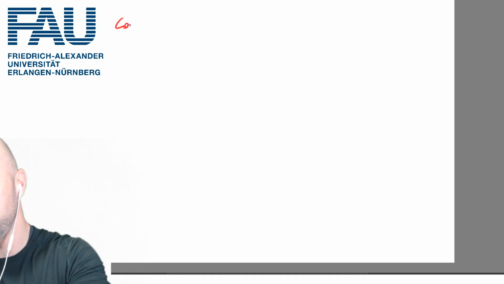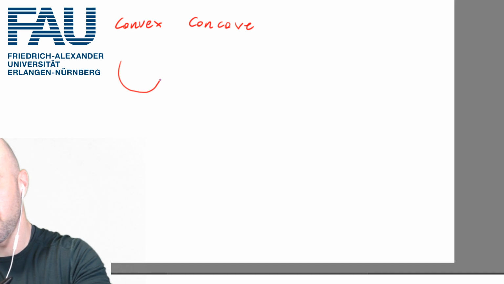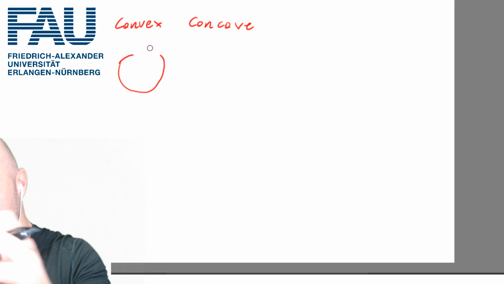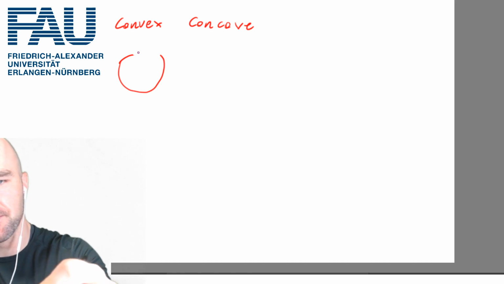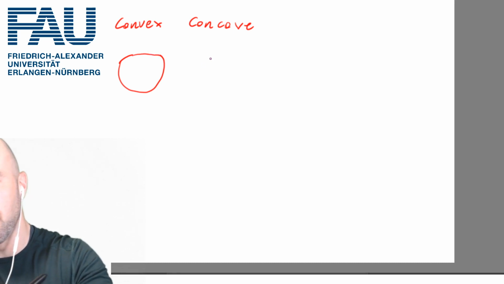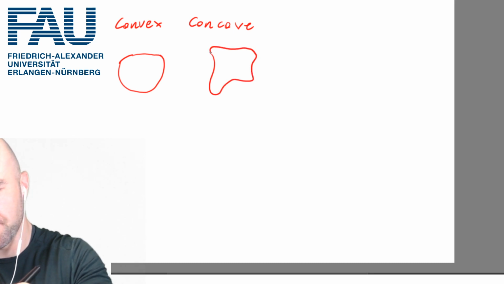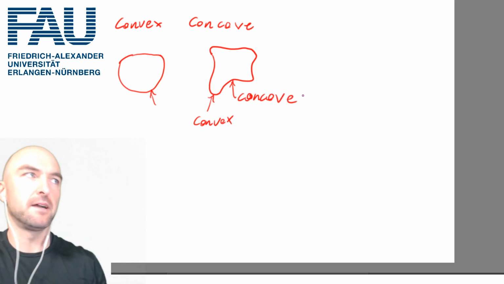Just as a reminder, this is an object that is only convex. Oh, maybe this bit here is not completely convex. And this is an object that contains concavities. So this is convex, and this is concave.